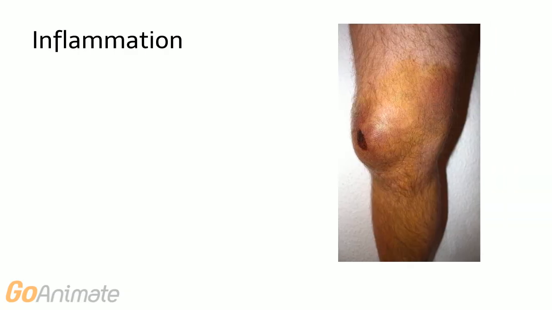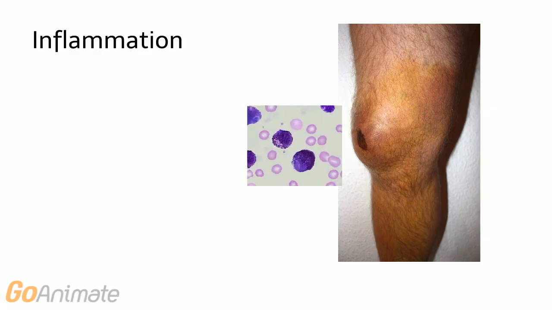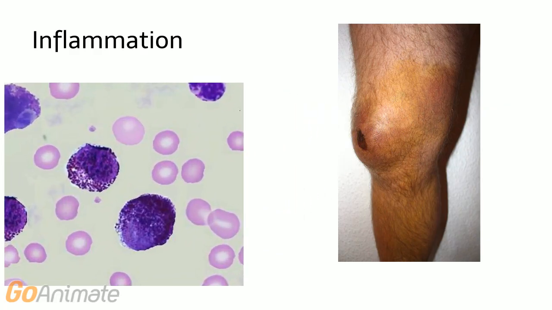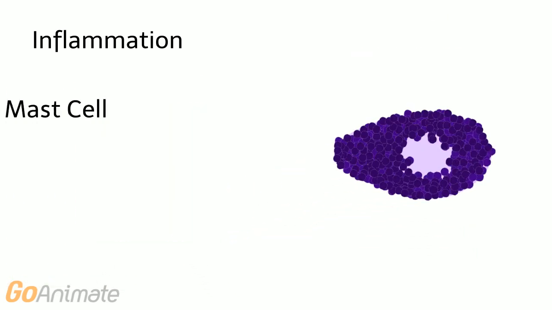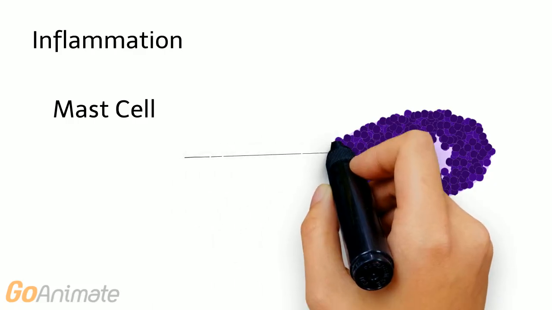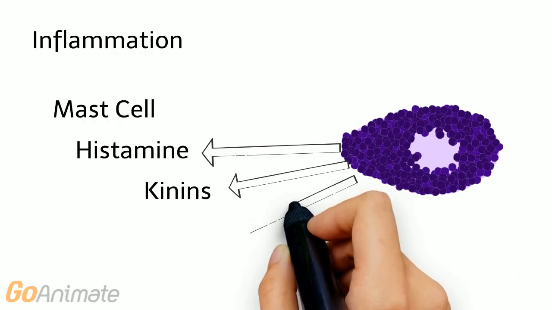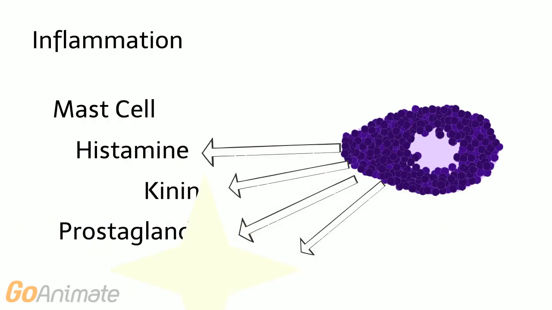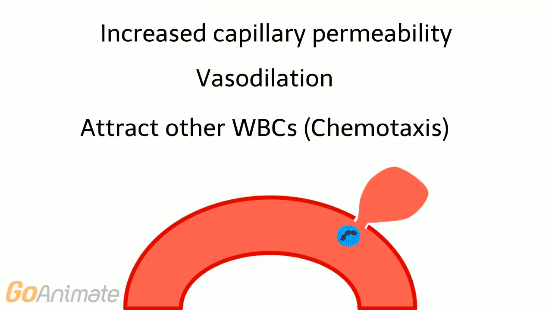Inflammation is another form of innate immunity. Signs of inflammation include heat, redness, swelling, and pain. During inflammation, cells known as mast cells release chemicals that promote inflammation. These include histamine, kinins, prostaglandins, and leukotrienes. These substances work to increase capillary permeability and promote vasodilation.